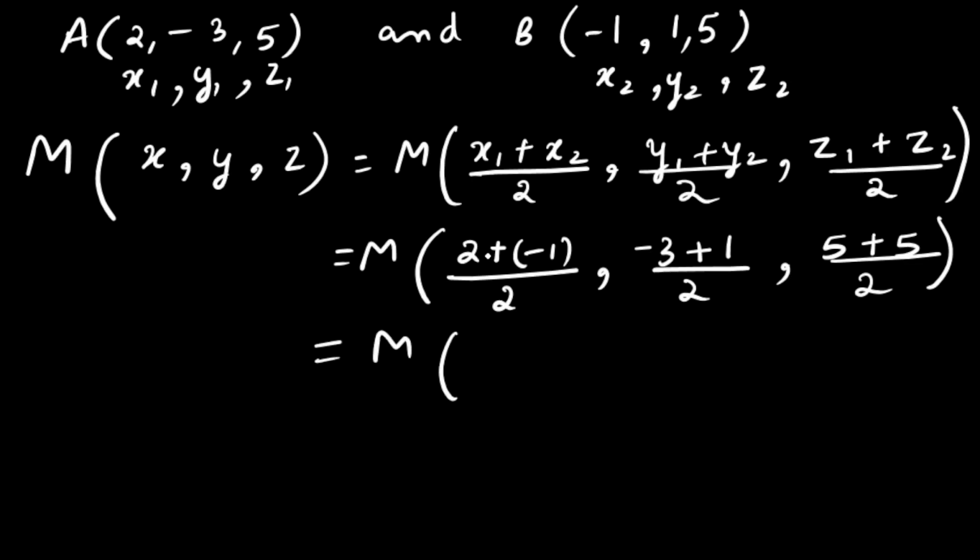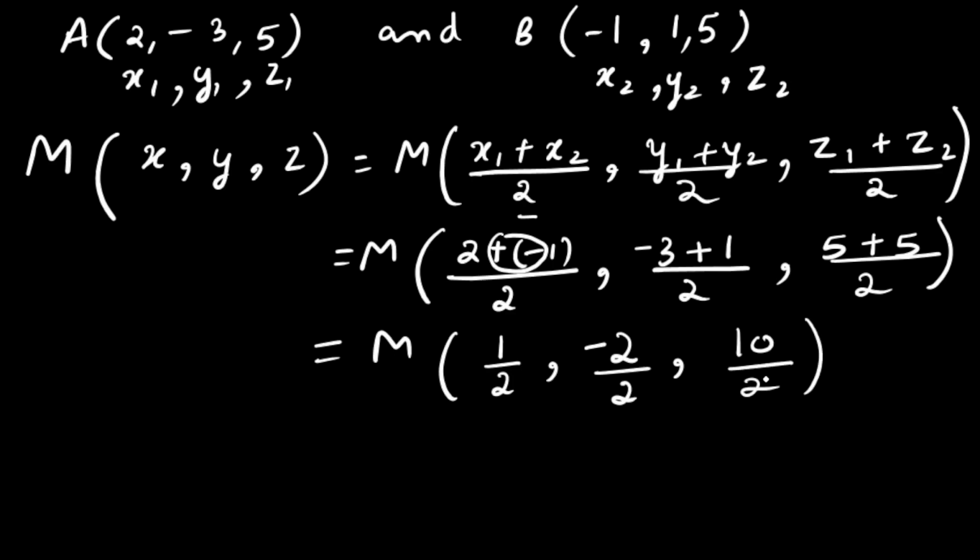So for M, 2 minus 1 is 1, so 1 by 2. Then -3 plus 1: 3 minus 1 is 2, and the sign is the one with the greater number. With 3 the negative sign is there, so the answer will also have a negative sign. So -3 plus 1 is negative 2, negative 2 by 2. And 5 plus 5 is 10, 10 by 2.